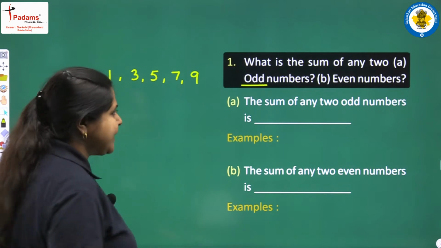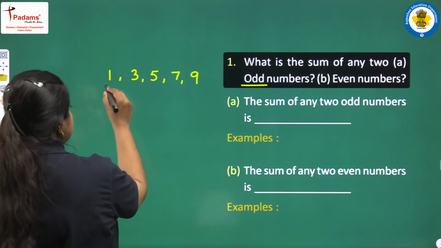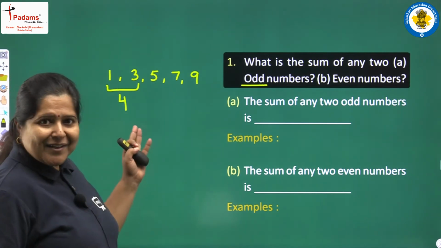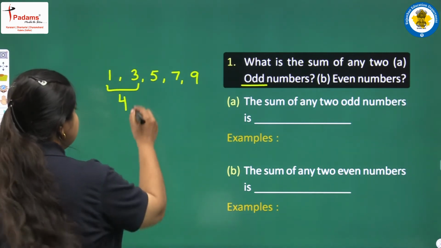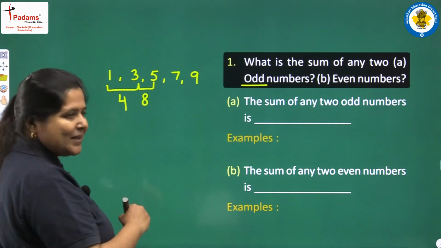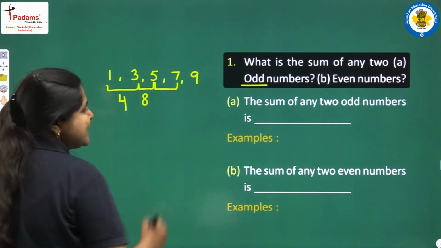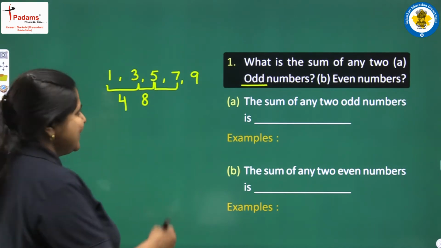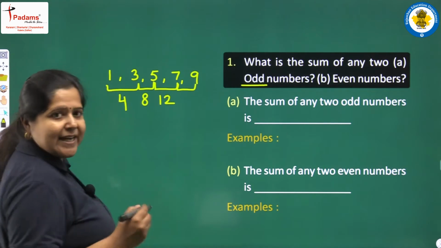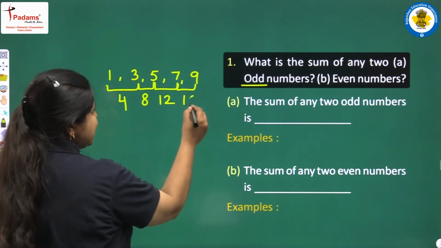Let us try to add these numbers. We take up any two. If we add these two numbers, we will get 4, which is an even number. If we add these two, it's 8, again an even number. If we add 5 and 7, it's 12, again we are getting an even number. And if we add 7 and 9, it's 16.